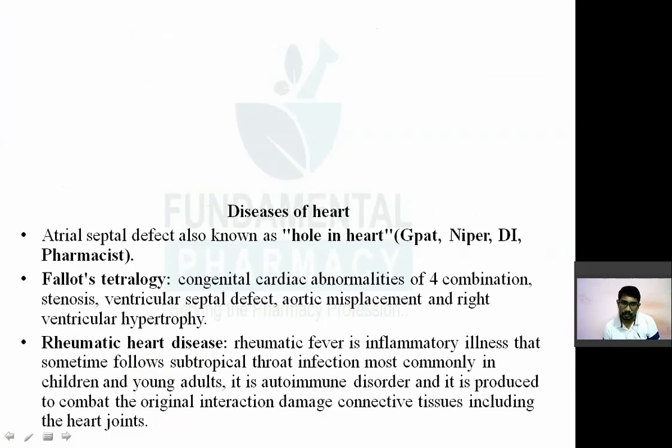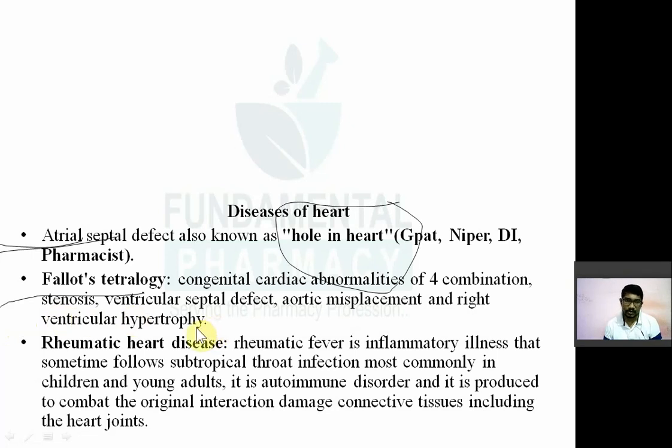Now, diseases of heart. First disease is known as atrial septal defect. It is also known as a hole in the heart. आपने सुना होगा कि बच्चे के दिल में छेद है. So that is known as atrial septal defect. Then next one is Fallot's tetralogy. It is a congenital cardiac abnormality of 4 combinations. तो इसमें क्या है? Stenosis, ventricular septal defect, aortic misplacement and right ventricular hypertrophy.